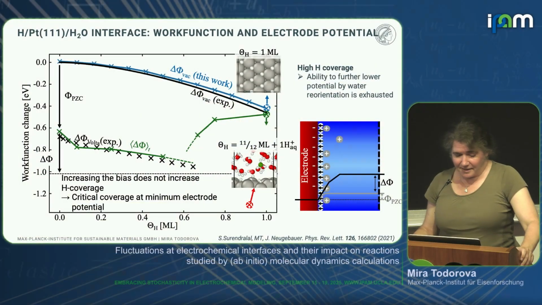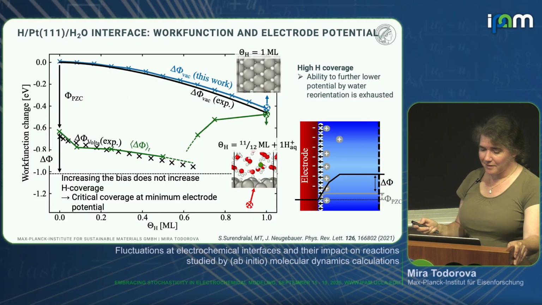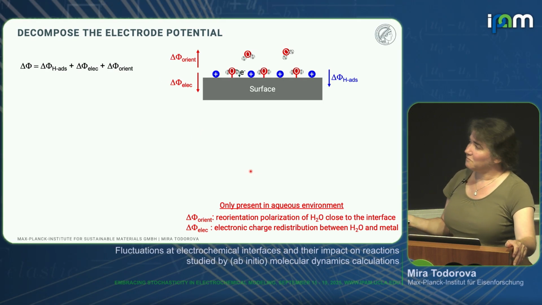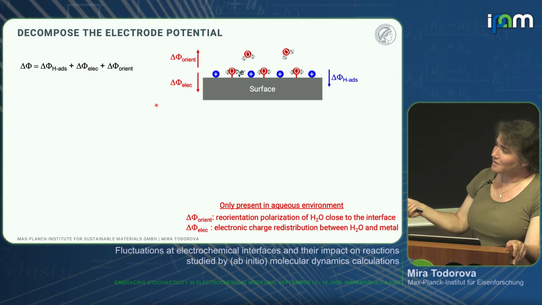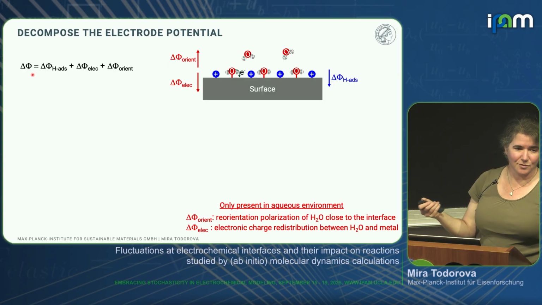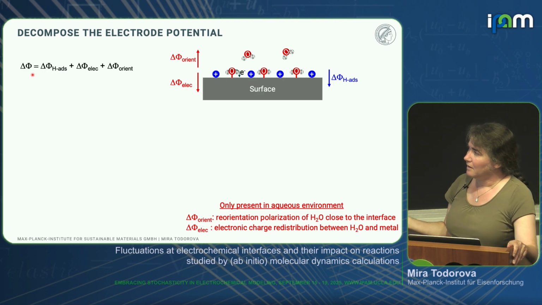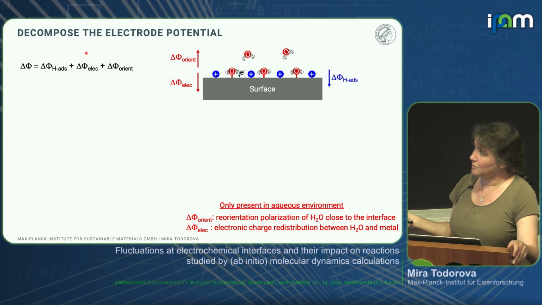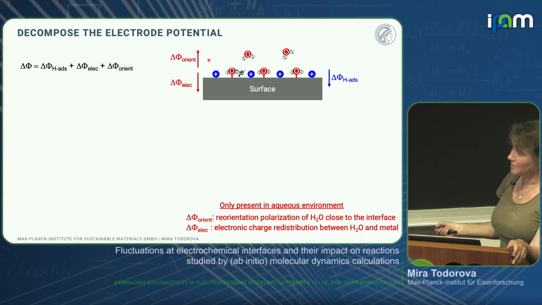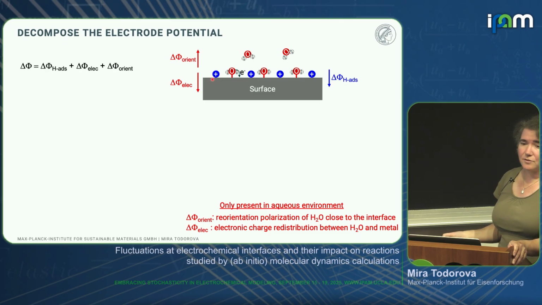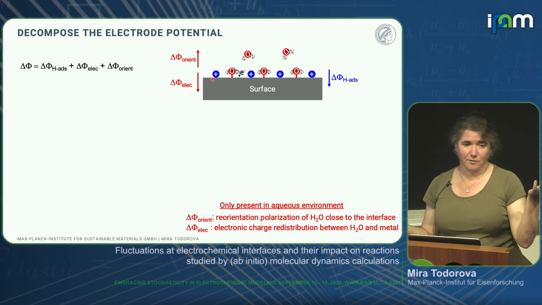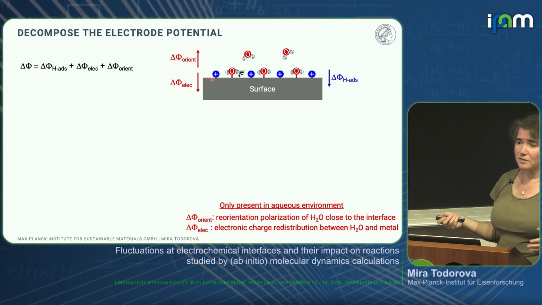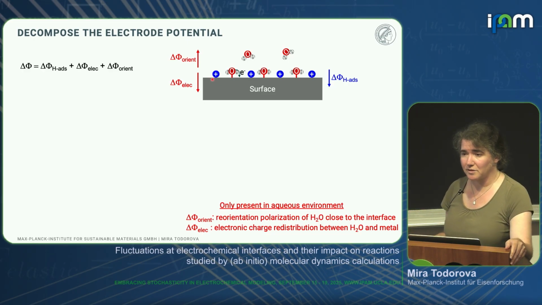Now, trying to understand this behavior, in a computer you can do a lot of things, and you can subdivide your work function into different contributions. We did so, subdividing it into 3 contributions. One is related to the adsorption of hydrogens to the surface, and this is a contribution that one would have also in vacuum. Then there are 2 contributions that are related to water.